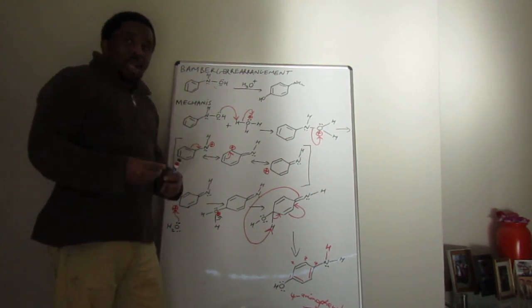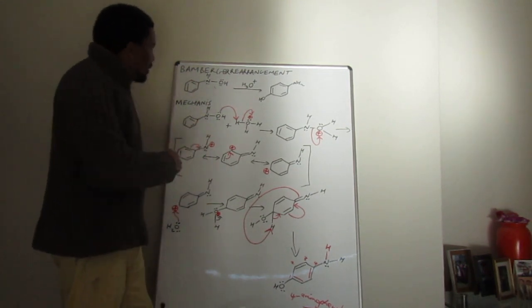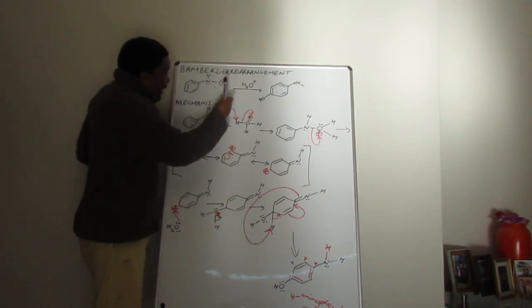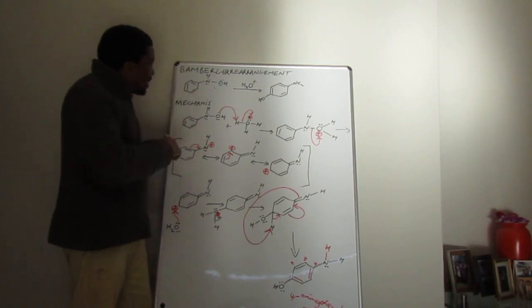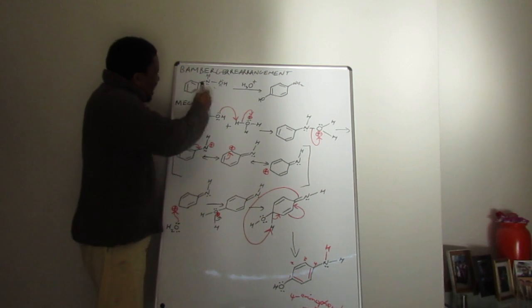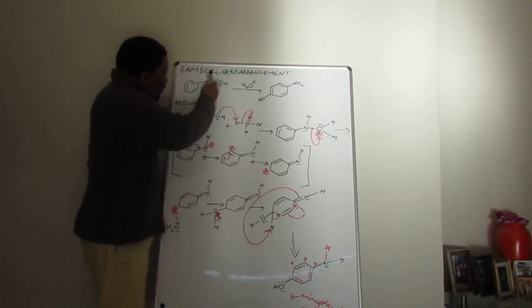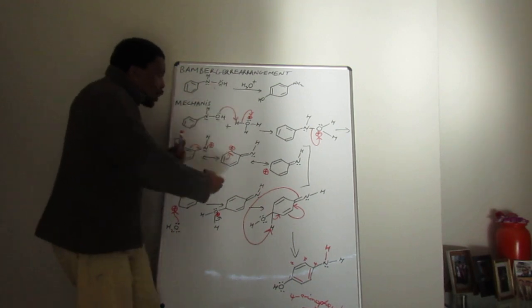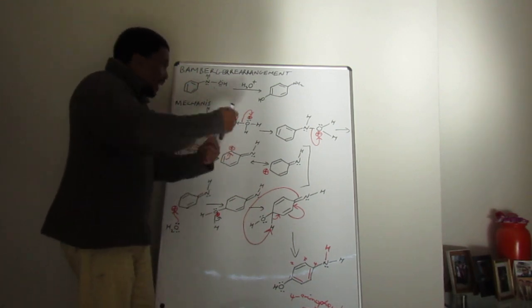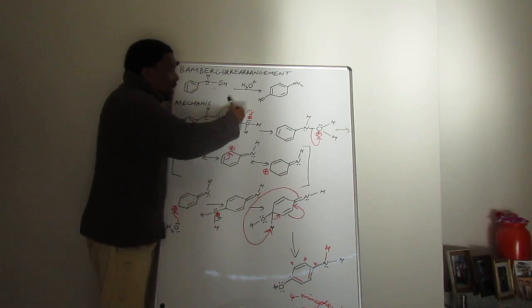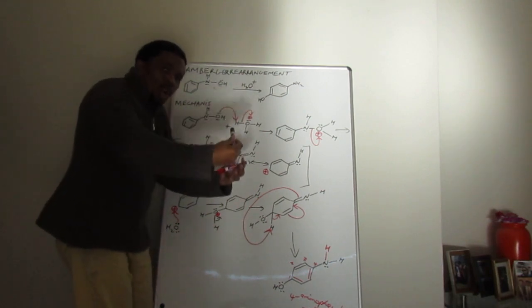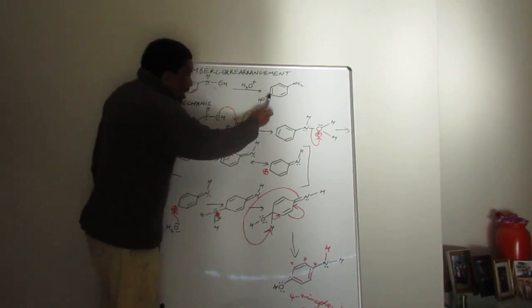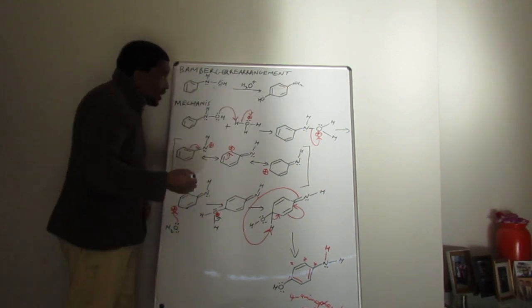Today I would like us to look at the Bamberger rearrangement. What does the Bamberger rearrangement entail? It entails that you start off with a phenyl hydroxylamine, which you treat with a strong acid in the presence of water, to generate what we refer to as 4-aminophenol. That's what the Bamberger reaction is all about.